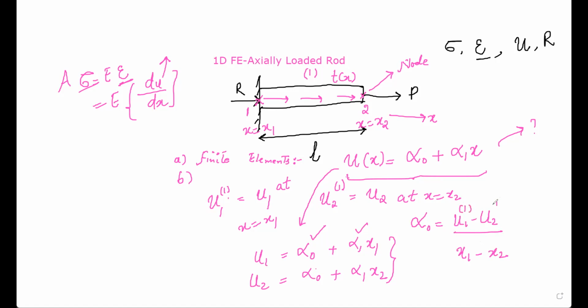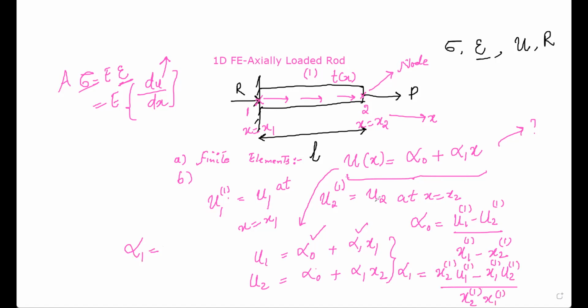You can put a superscript over it, and we should develop a habit of writing this superscript for element 1, because as we'll go to a number of elements, we have to put these superscripts. And as far as this alpha 1 is concerned, let me write that over here. Alpha 1 is equal to (x2 u1 minus x1 u2) divided by (x2 minus x1), and that is for element 1. Okay, this is for element 1. Since we have a single element over here, we have to put this superscript.